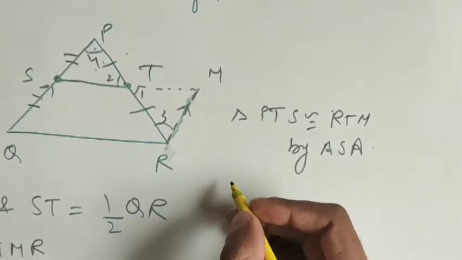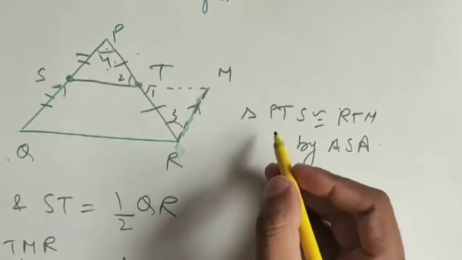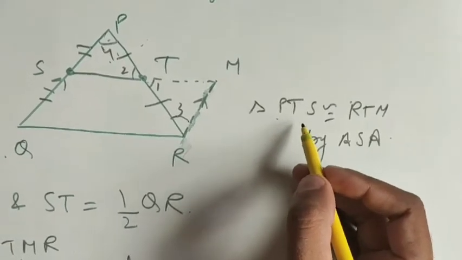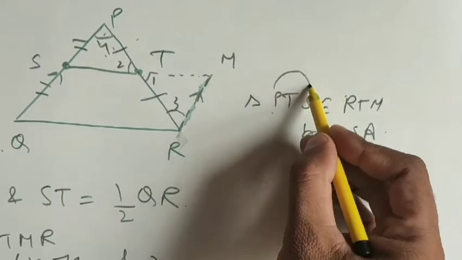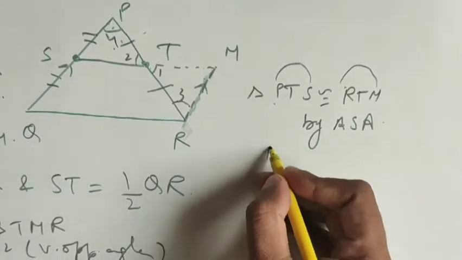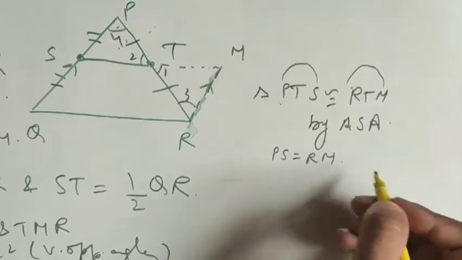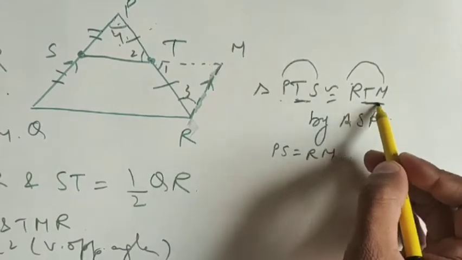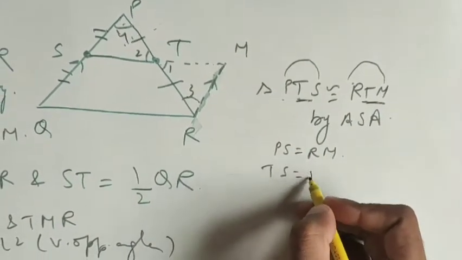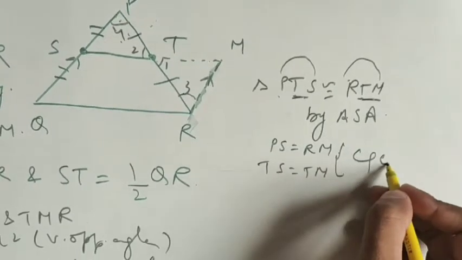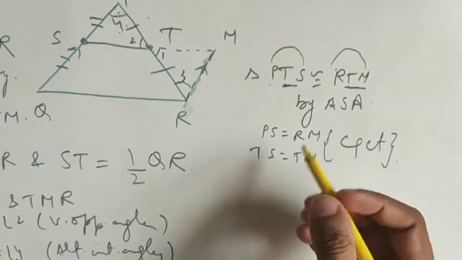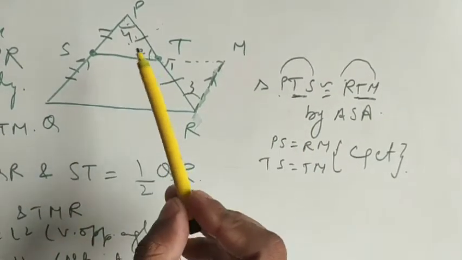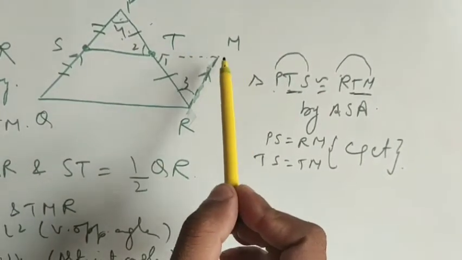Now if these two triangles are congruent, from CPCT we can have PS equal to RM, and we can also have TS equal to TM. These two are by CPCT because the triangles are congruent, so these two parts will be equal. Now look at the figure. Now PS equal to RM. PS and RM are equal.